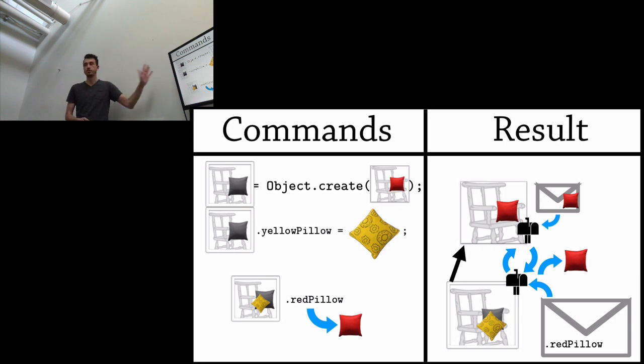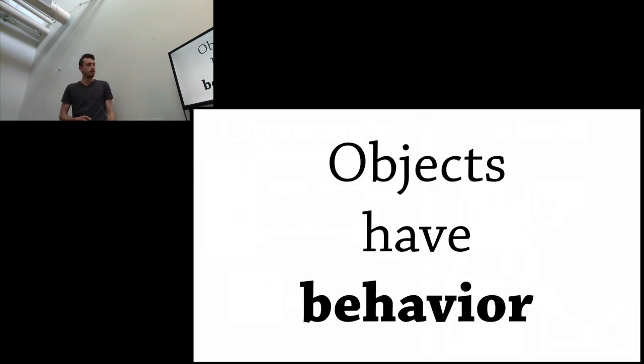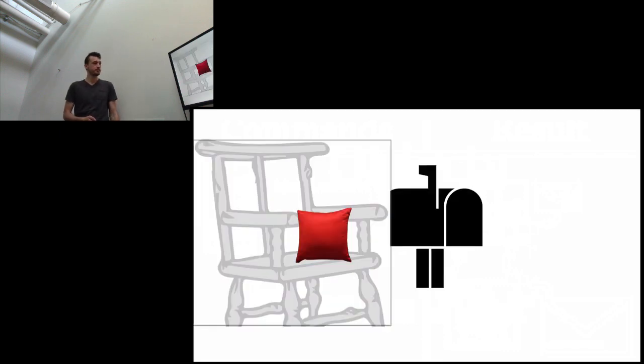So this concept is called delegation. We're delegating to our prototypes to handle messages we don't understand. So objects aren't just about manipulating static things. Objects can do things, and the way to get an object to do something is to send it a message.